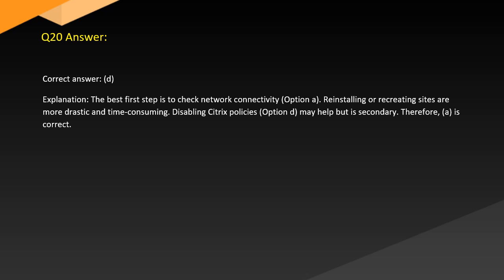Answer. Correct answer, D. Explanation. The best first step is to check network connectivity. Option A. Reinstalling or recreating sites are more drastic and time-consuming. Disabling Citrix policies, Option D, may help but is secondary. Therefore, A is correct.